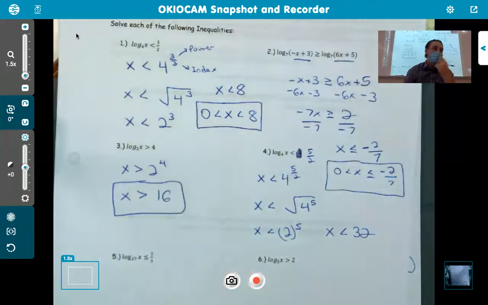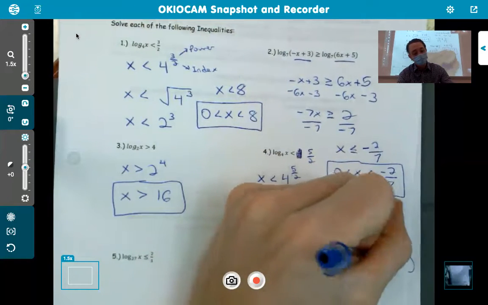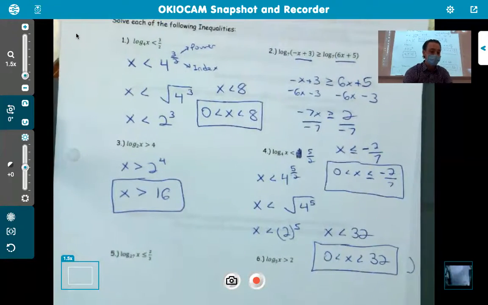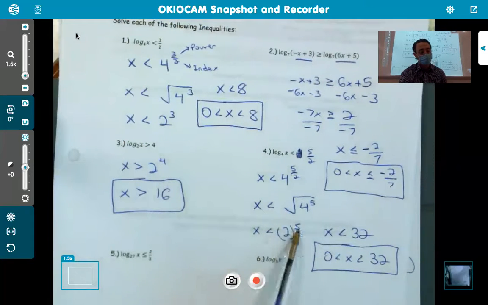So now, what do I need to include in my answer? The 0. So now I'll just reintroduce it. So 0 is less than x, which is less than 32. All right. Just be really careful with your fractional exponents. Remember what you're taking the root of, what your power is, and then evaluate from there. Like I said, always start by taking the root, like we just did, and then raising it to that exponent. All right. Any questions about that example?